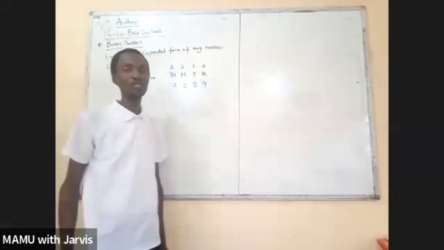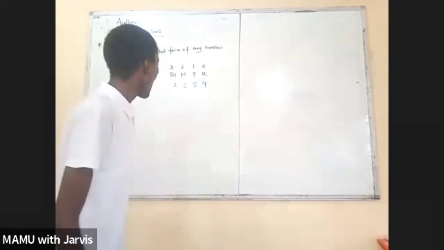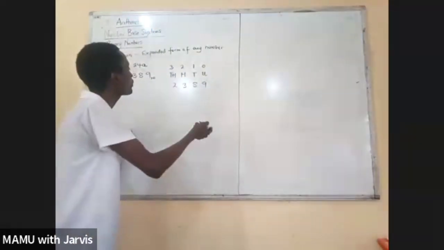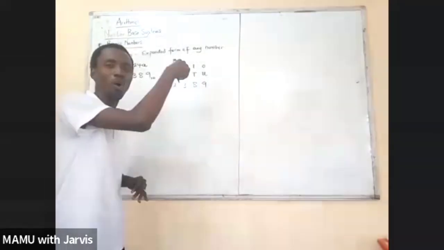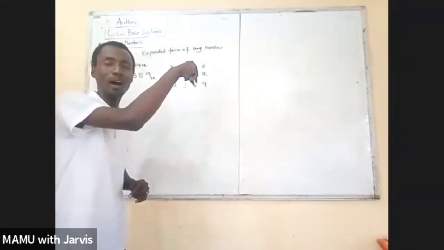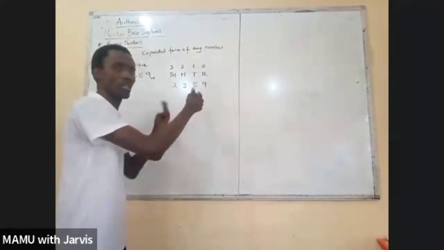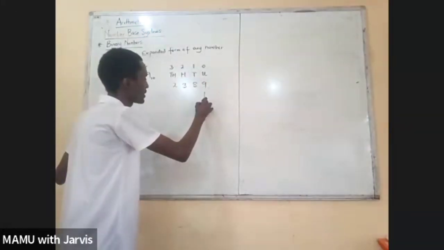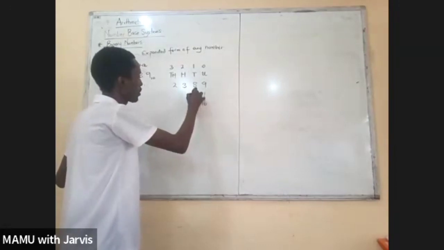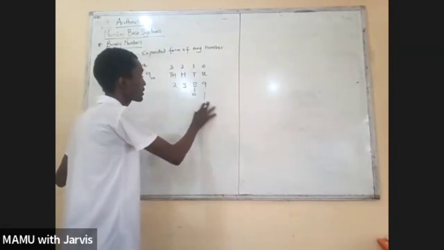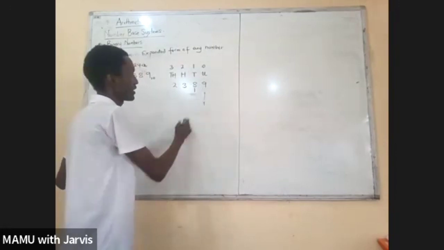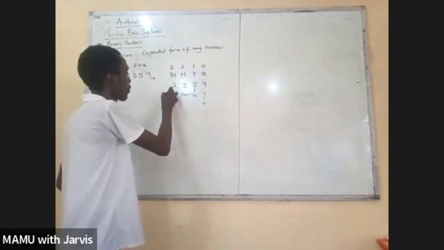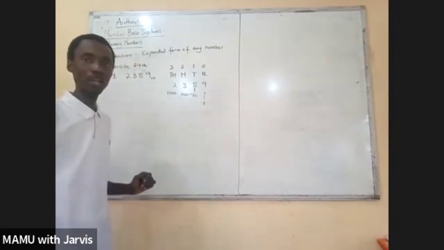Now, the big question a student may ask me is, how do I know that that is what it should be? I'm going to give you an example. From your understanding of counting in your primary school, this is 1. This is 10. This is 100. And this is 1,000. How do I know that?